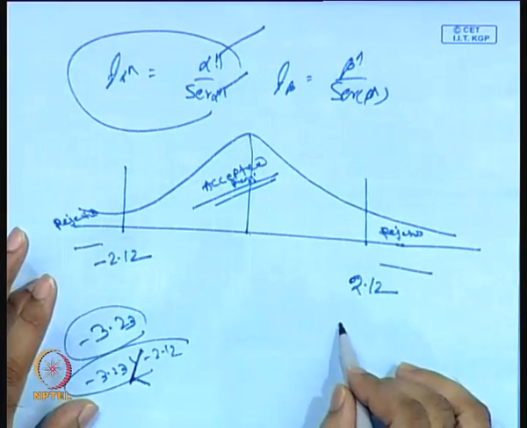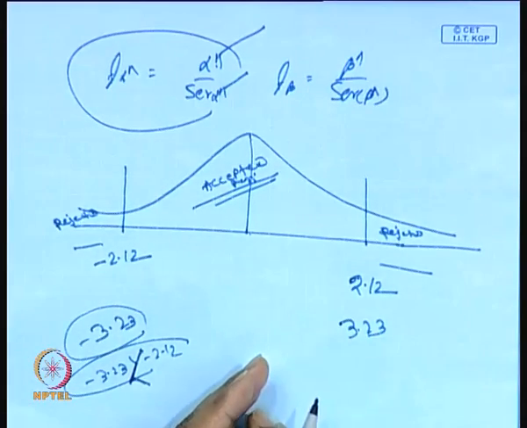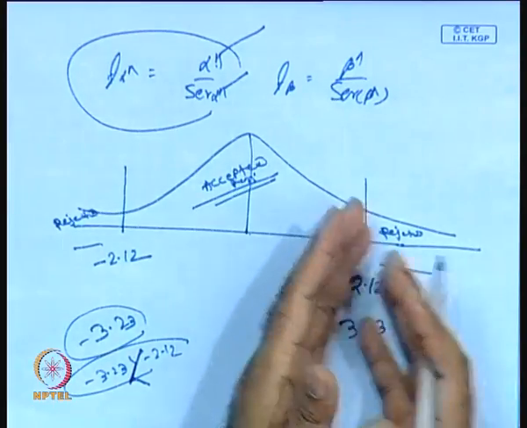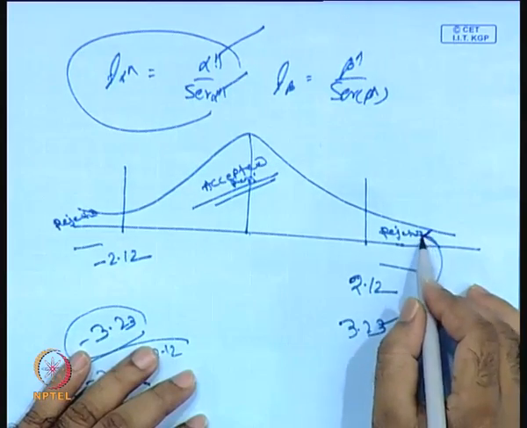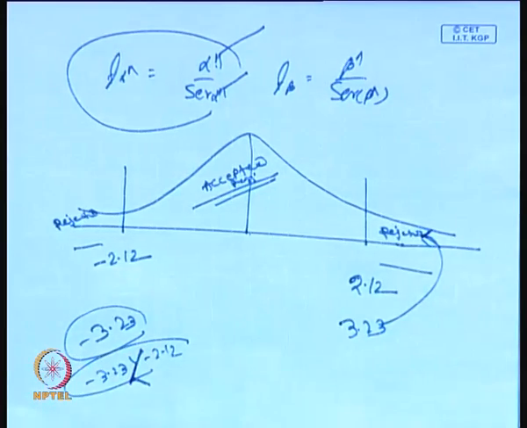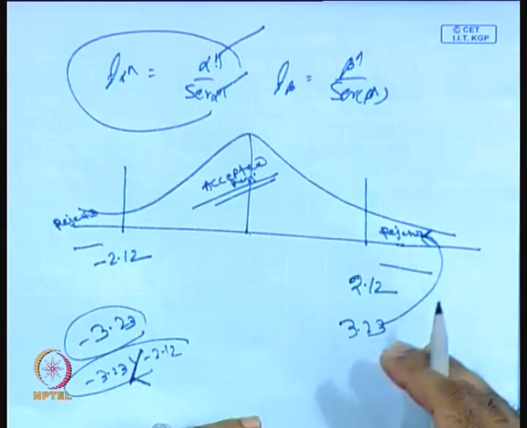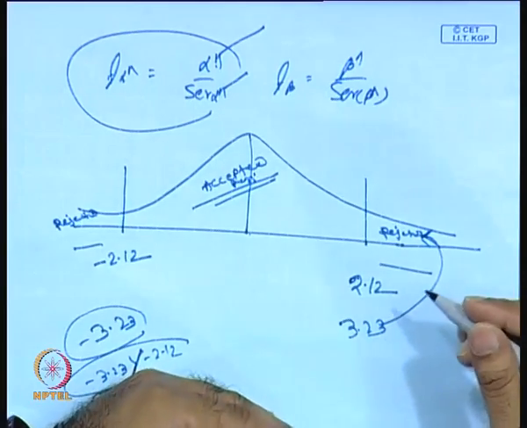Similarly, suppose we get 3.23 positive. This value will come on this side, so it is greater than this critical value. That means it is in the rejected region, so we are rejecting the null hypothesis. The moment you reject the null hypothesis, we represent that this particular item is statistically significant.